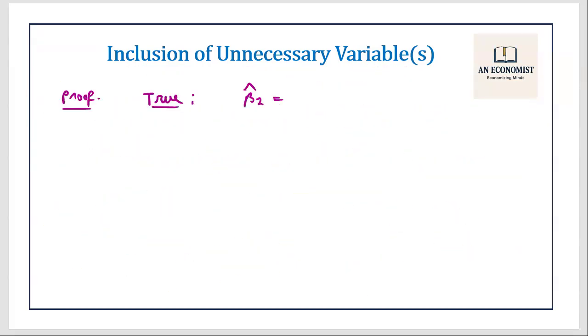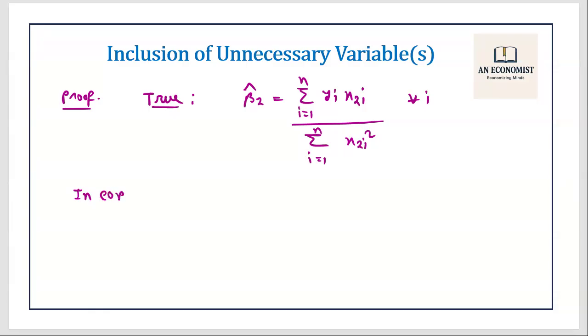So if it is the case, we have done this multiple times. What will be beta 2 cap? It will be summation i from 1 to n yi x2i upon summation i from 1 to n x2i square, right? This we have done multiple times, so I'm not explaining this again. If you haven't watched my playlist on econometrics and advanced econometrics, please check that out. You will find this proof multiple times, right? So this is from the true model.